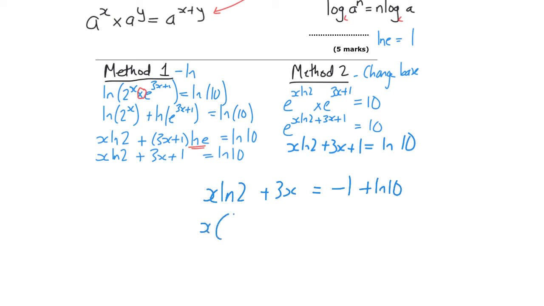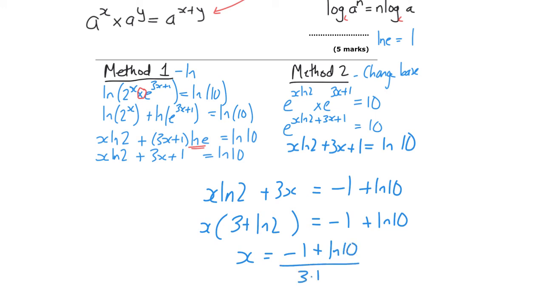So I'll get ln2 plus 3, which is annoying me. I want to have the 3 at the front. So in fact, I'm going to change that now. 3 plus ln2 equals minus 1 plus ln 10, and then just divide by the factor. So minus 1 plus ln 10 divided by 3 plus ln 2. And that's our final answer. You can always use your calculator to check using solve and check that the decimals match.